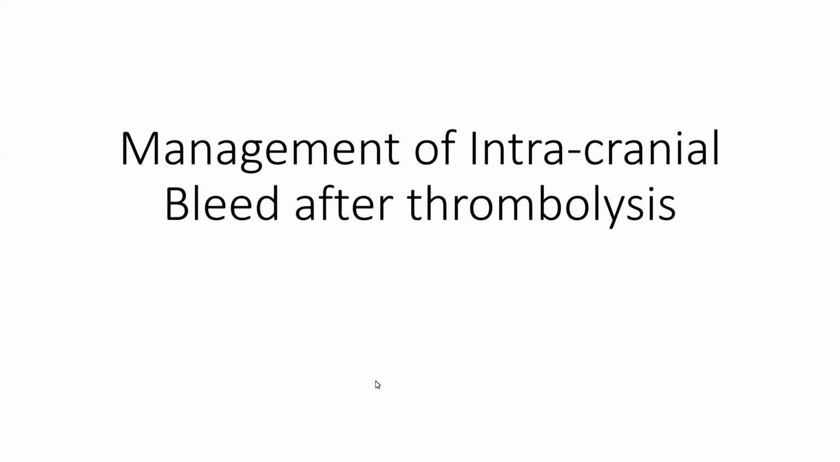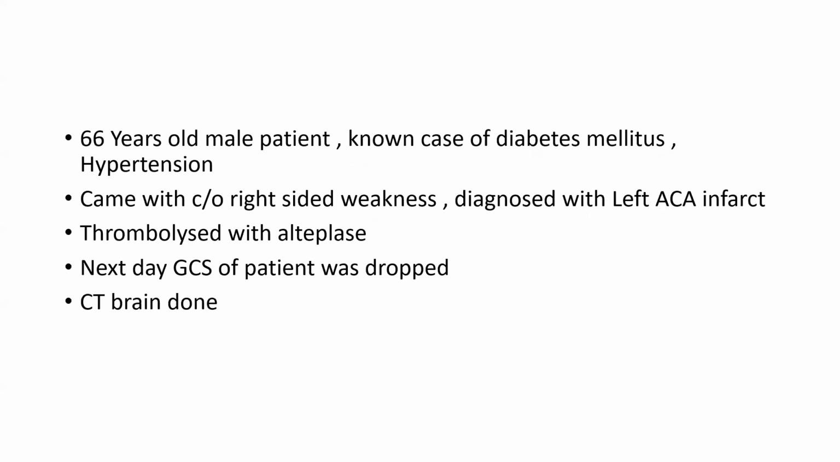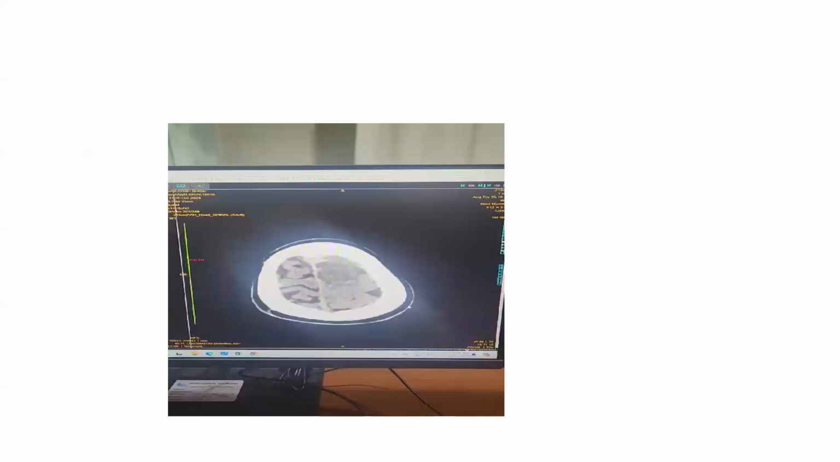Hello, friends. Today we are going to discuss the case which had this intracranial bleed after thrombolysis with Alteplase. So we had this 66-year-old male patient who was a known case of diabetes mellitus and hypertension. He presented to us with the chief complaint of right-sided weakness, diagnosed with the left ACA infarct. He was thrombolized with Alteplase. Next day, patient's GCS dropped. So we have taken CT brain, which showed intracranial bleed.